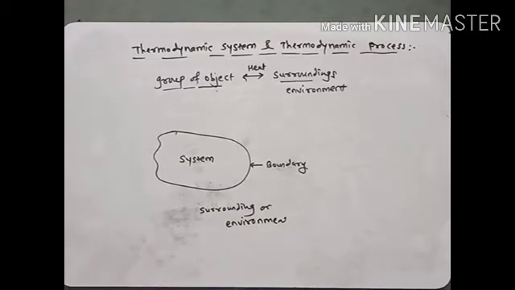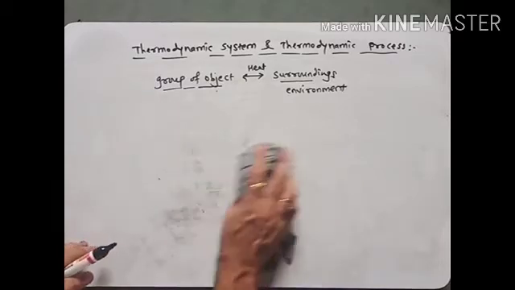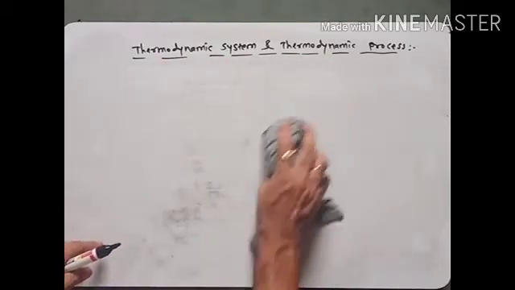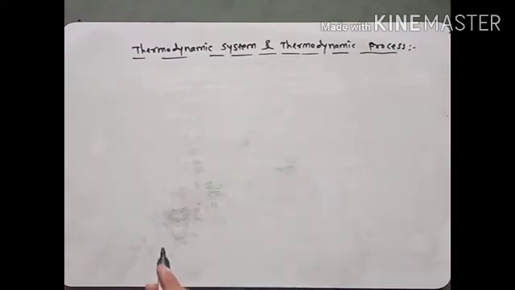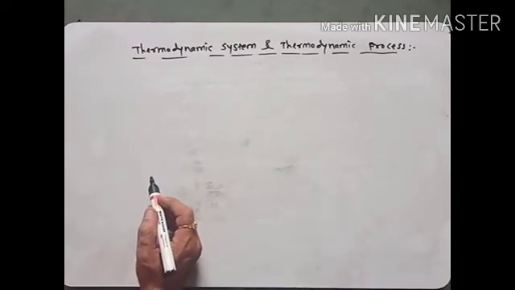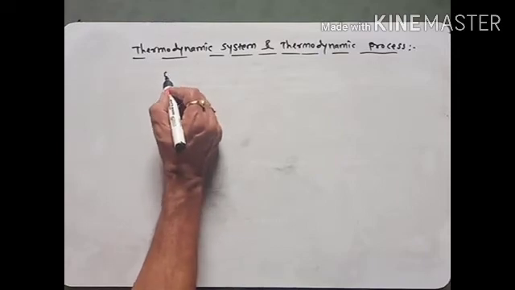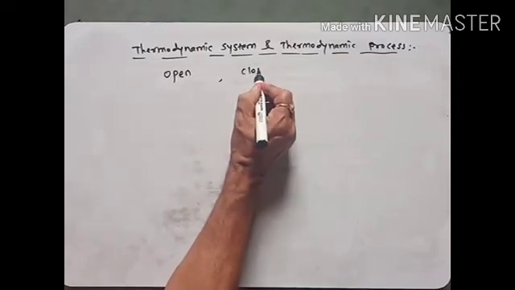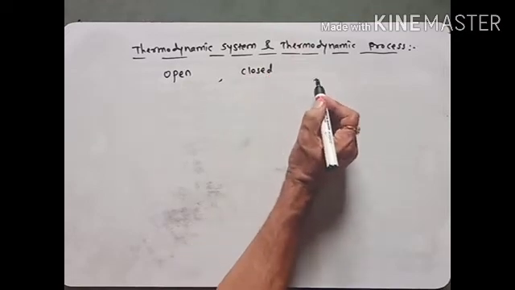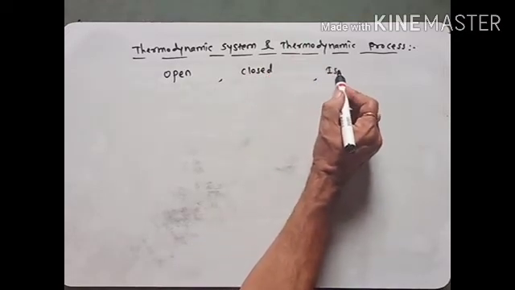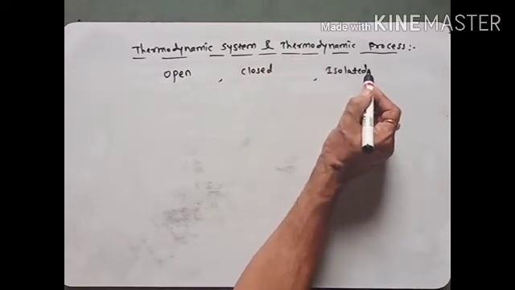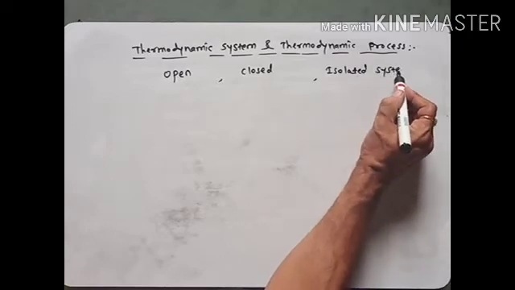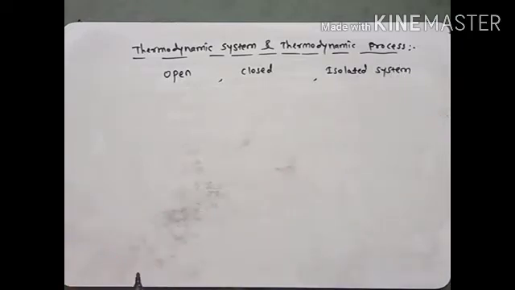Thermodynamic systems are classified on the basis of transfer of heat and matter to the surrounding, and based on this they are classified as open system, then closed system, and the third one we consider is the isolated system. What is meant by an open system?